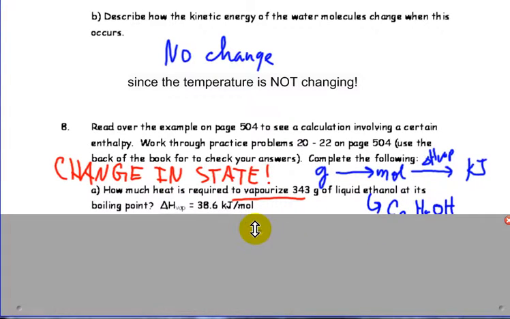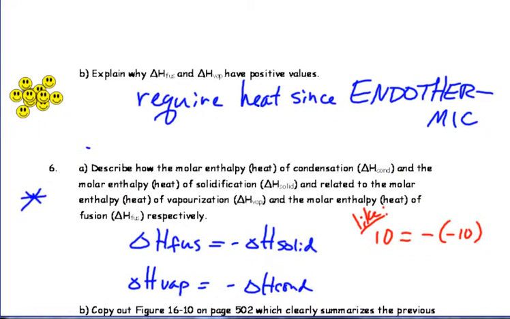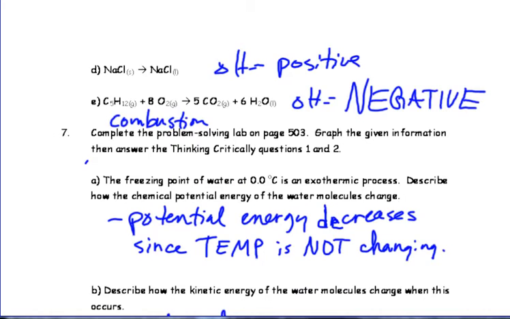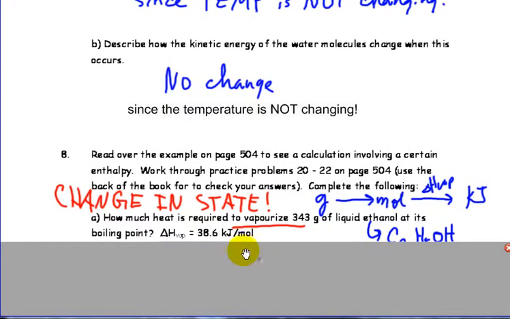How much heat is required to vaporize 343 grams of liquid ethanol at its boiling point? So if we're looking at this one, we're looking at ethanol going from here to here. Of course this value is different because this one is for water. The enthalpy of vaporization for water is 40.7. Ethanol will be something different, and I gave it to you here. It's plus 38.6 kilojoules per mole.